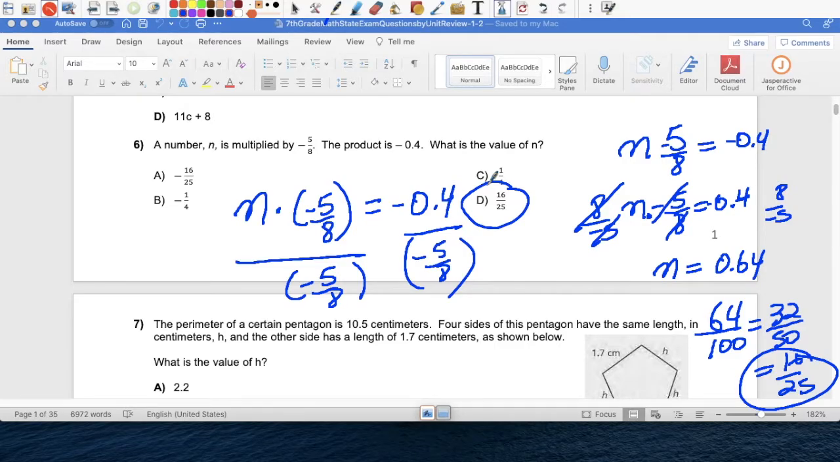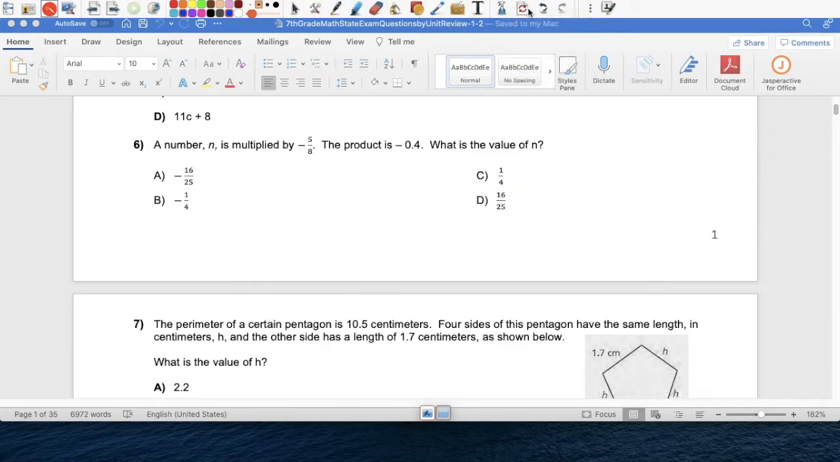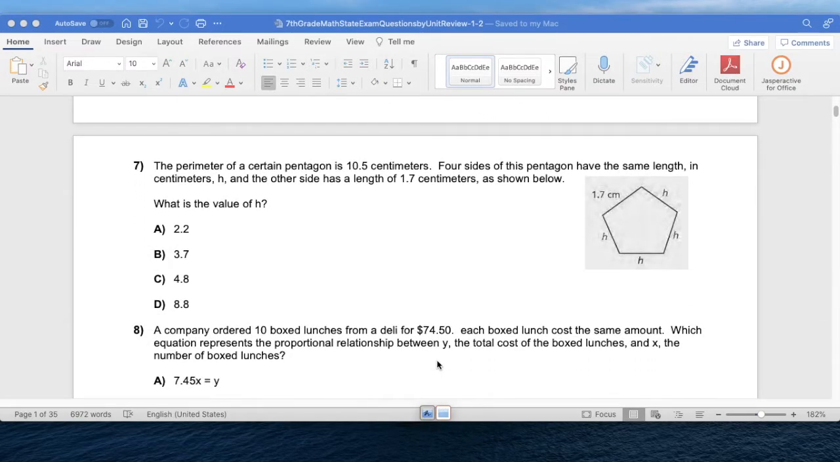Where are we? On 7. So 6 was D. Number 7: the perimeter of a certain pentagon is 10.5 centimeters. Four sides of the pentagon have the same value. The other one is 1.7. What's the value of h?